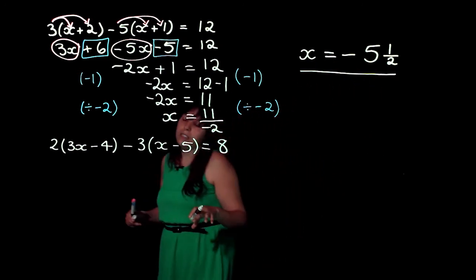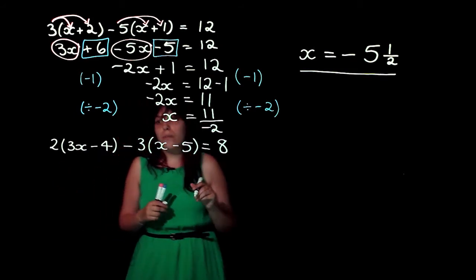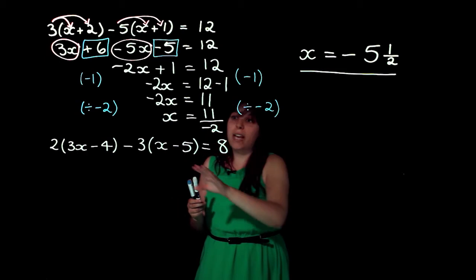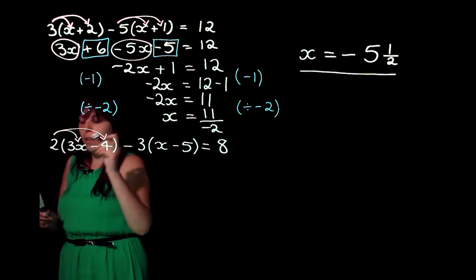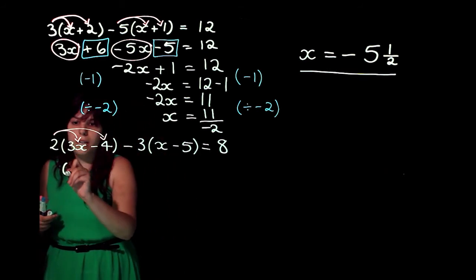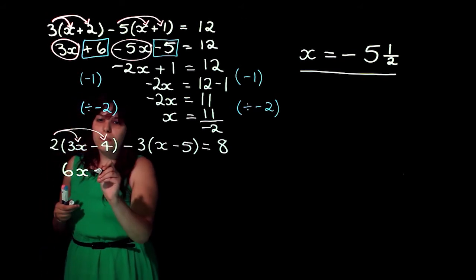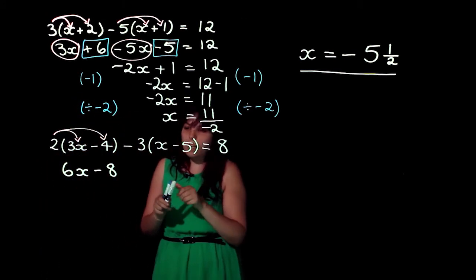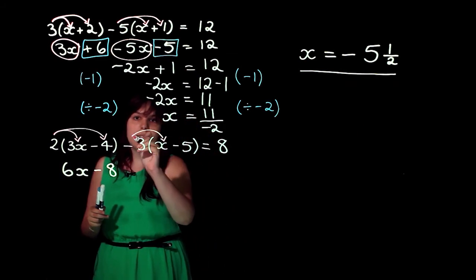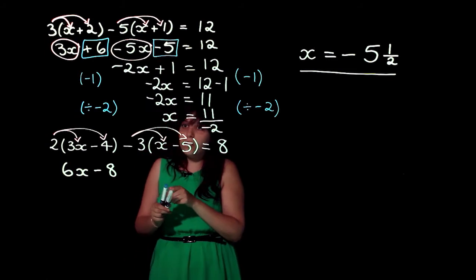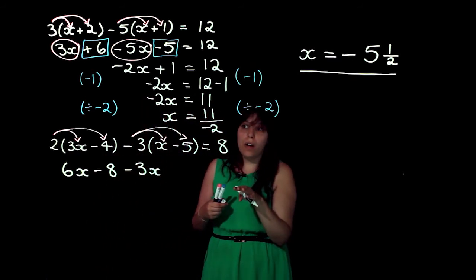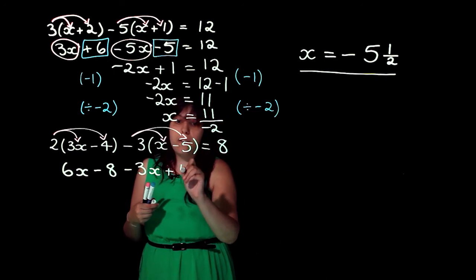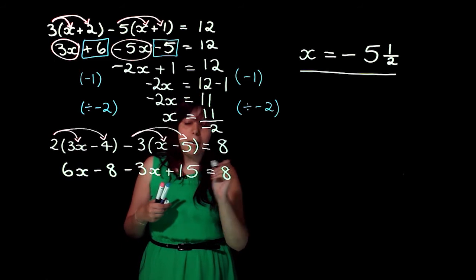Now, if I look at my second example, I've got 2 lots of 3x minus 4 and minus 3 lots of x minus 5, and that all equals 8. So I'm going to expand my brackets again. So 2 times 3x is going to be 6x, and 2 times minus 4 is minus 8. And then I've got minus 3 times x and minus 3 times minus 5. So minus 3 times x is going to be minus 3x. And then minus 3 times minus 5 is going to be plus 15, because a minus and a minus make a plus, and 3 times 5 makes 15. And that gives me my 8.